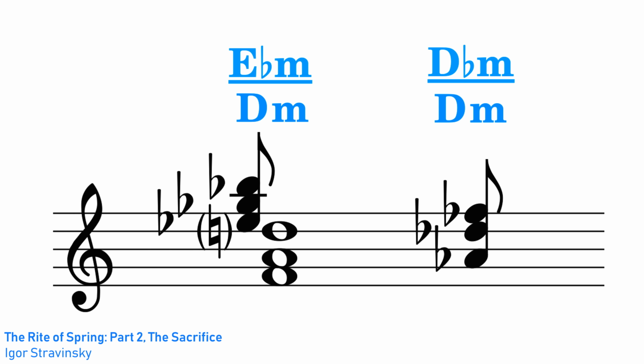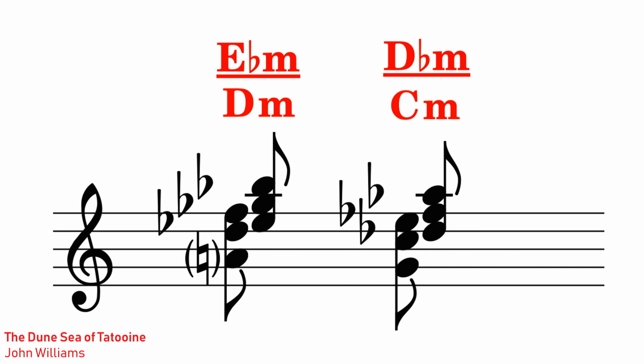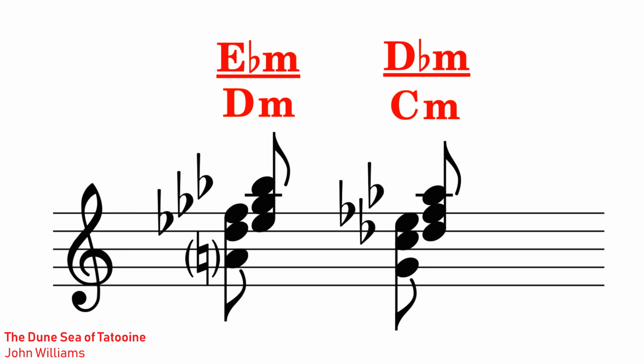John Williams obviously thought this dissonant, mysterious polychord idea would suit this scene in Star Wars, so he's almost used the exact same set of polychords. The only difference is whereas Stravinsky sustained a D minor chord underneath the E-flat minor and D-flat minor, Williams alternates the bottom chord between D minor and C minor.